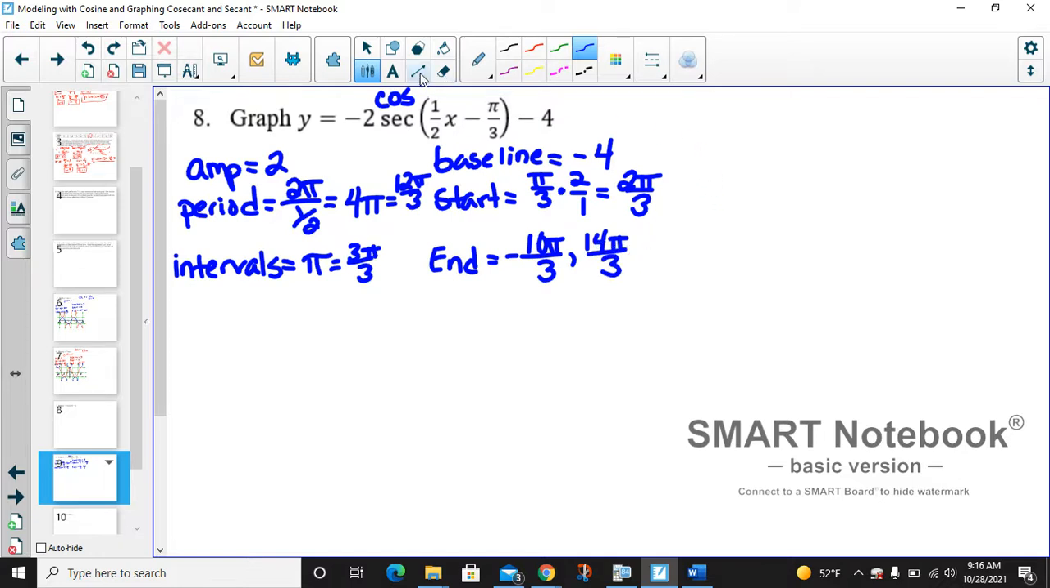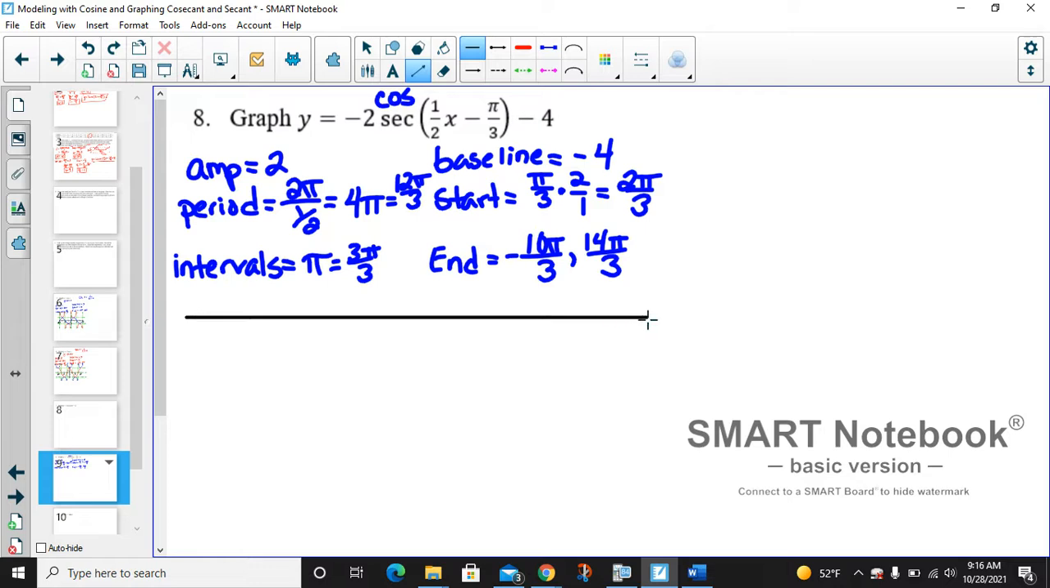All right, so now if we go ahead and graph this thing, my baseline is -4 and my amplitude is 2. So all of my graph is going to occur below the x-axis. So I'll go ahead and do that here. I'm not starting at 0, so I don't necessarily want to put my y-axis in there right away. So I'm going to put my start in my middle, which is 2 pi over 3.